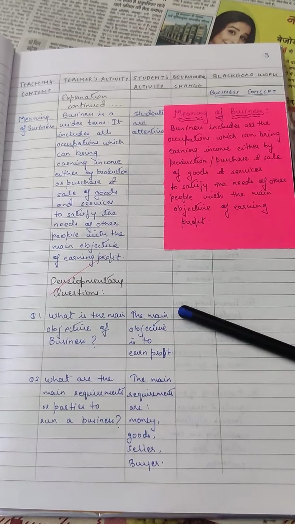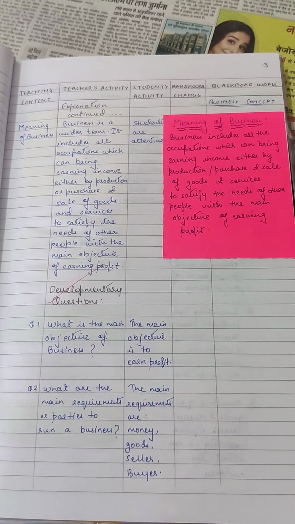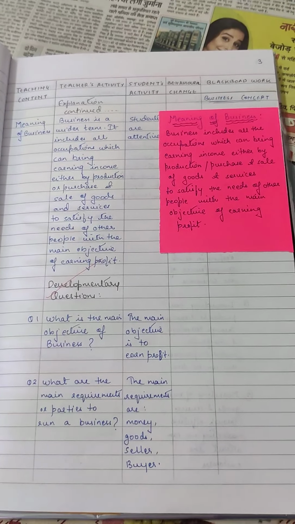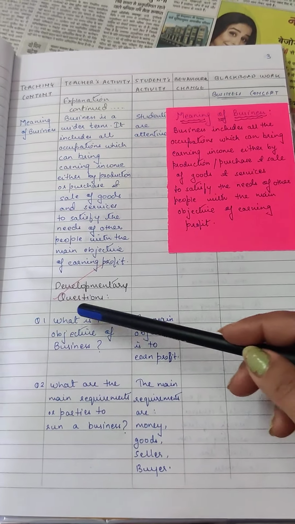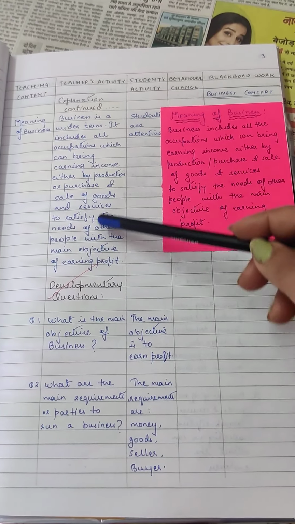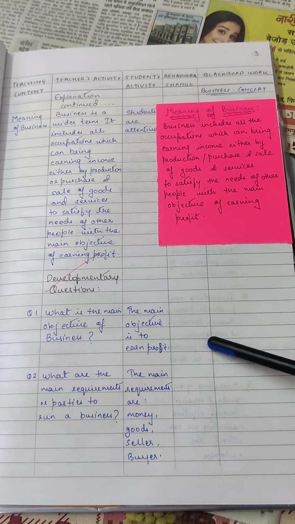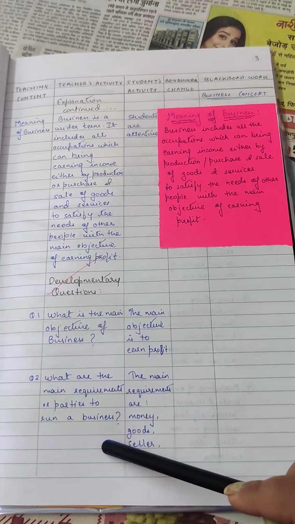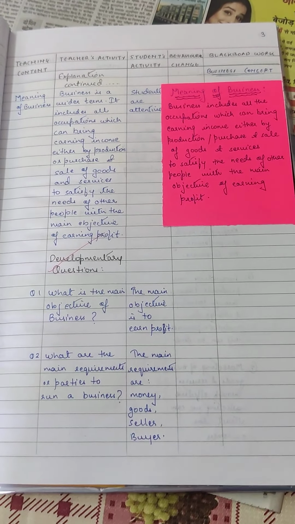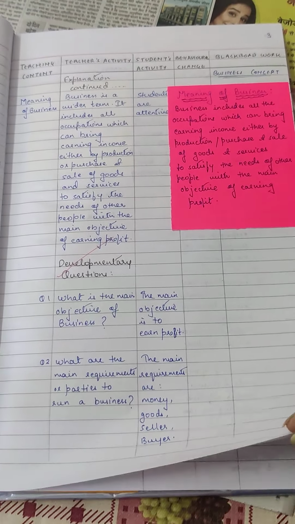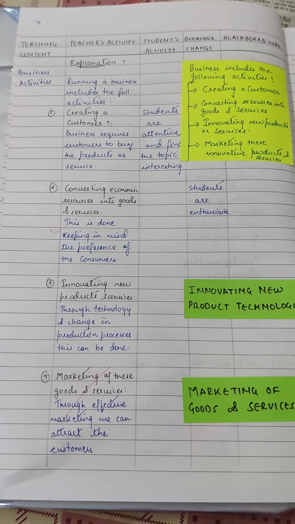In commerce you have to divide a lesson into 2 units, and every unit has 2 explanations and 2 times developmentary question. So first explanation is being done, then you will ask developmentary questions related to this explanation, like what is the main objective of business? It is to earn profit. What are the main requirements or parties to run a business? Money, goods, buyer, seller. Okay, then we'll start with explanation, second explanation in the first unit.